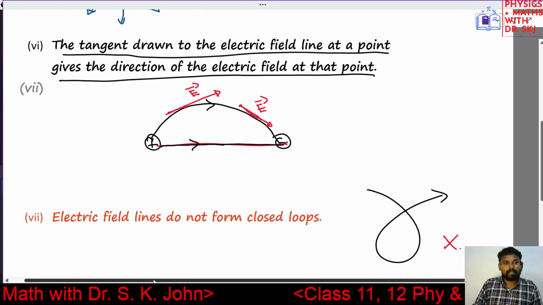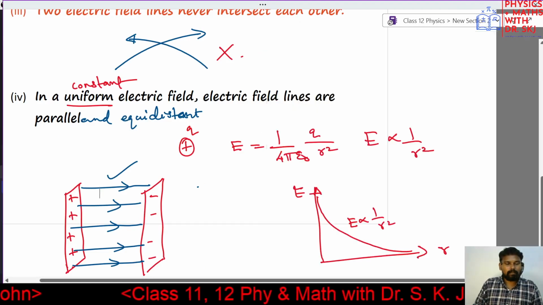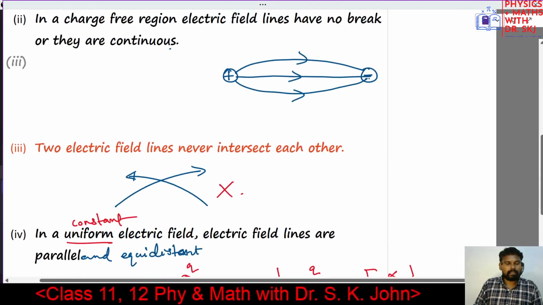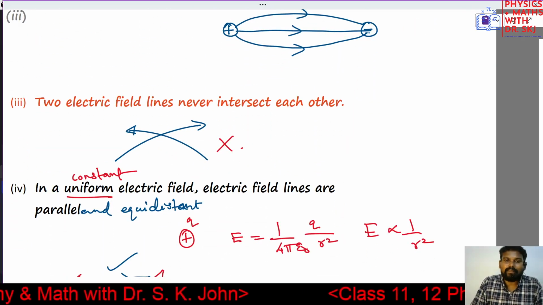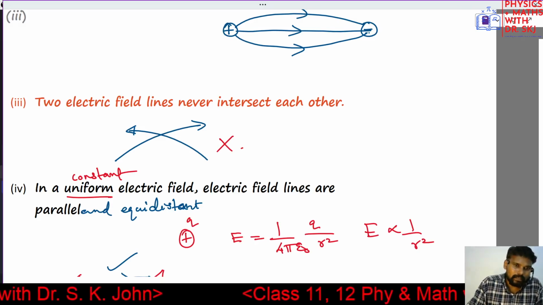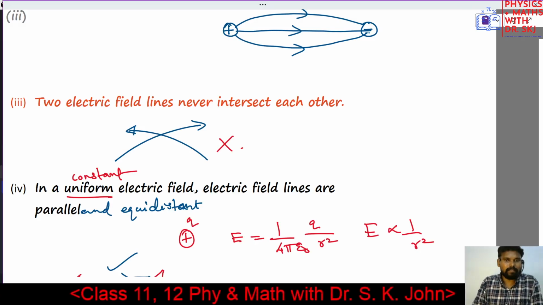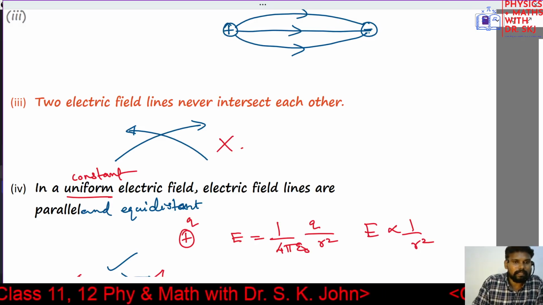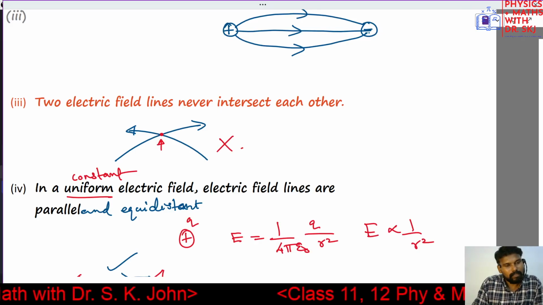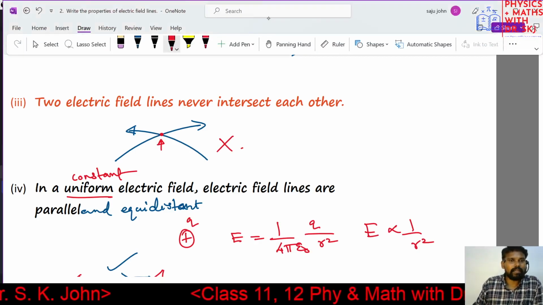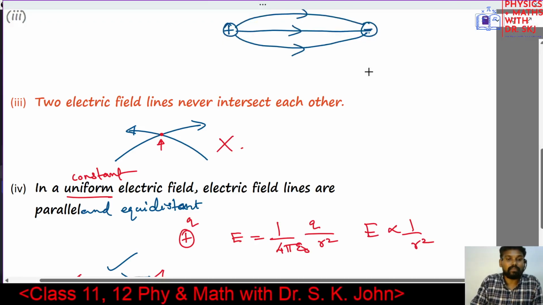Before that, I will explain the second or third point that I said I will explain after the sixth property. So I will explain this first. Electric field lines never intersect each other. What is the reason? Suppose the two lines intersect each other. Actually they will not intersect, but if we assume that they intersect, then at this point of intersection, how can you draw the direction of electric field at that point?